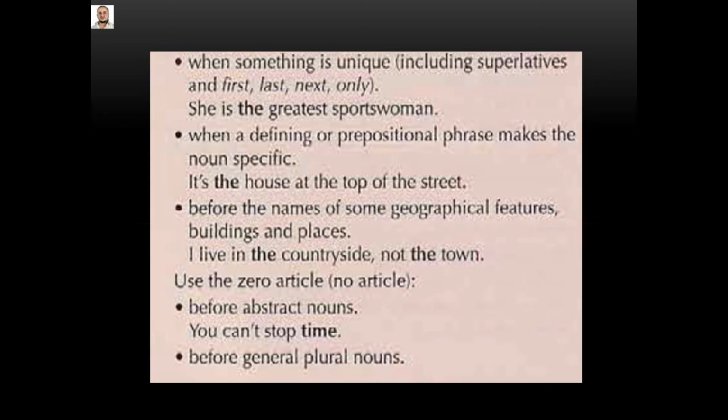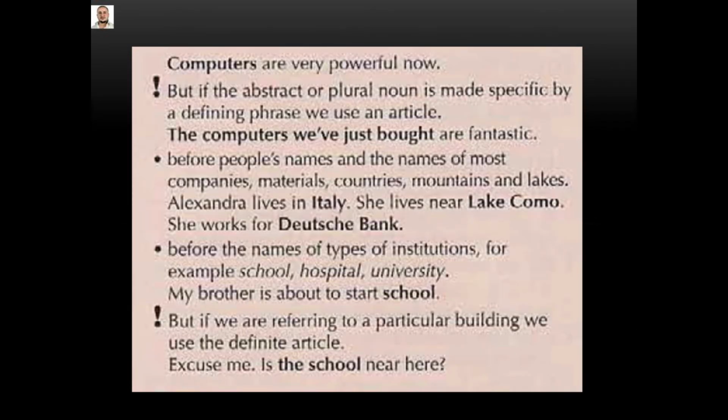Use the zero article, that means no article. Before abstract nouns. You can't stop time. Before general plural nouns. Computers are very powerful now. But if the abstract or plural noun is made specific by a defining phrase, we use an article. For example, the computers we've just bought are fantastic.